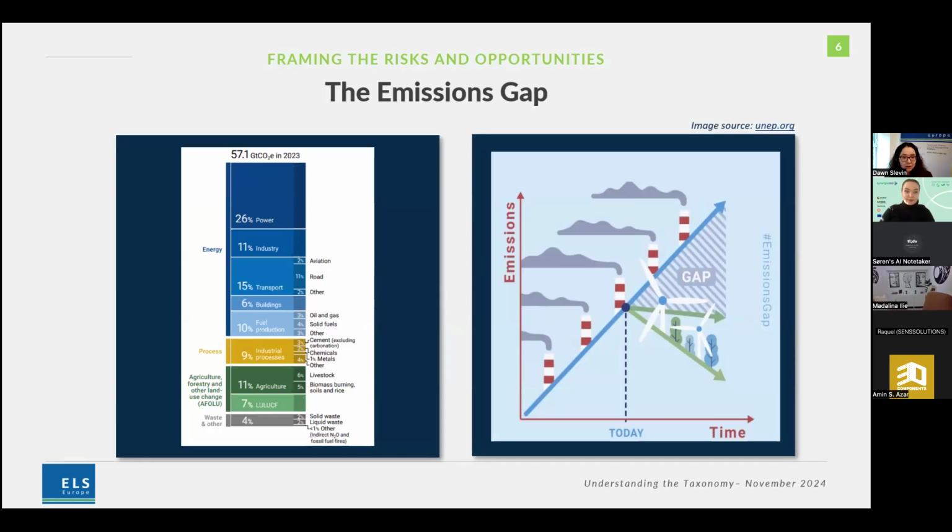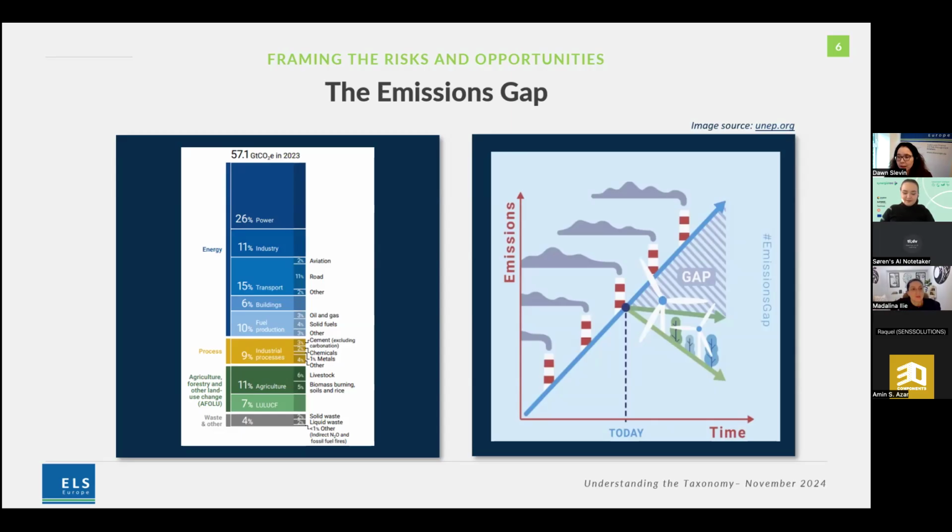So what are the challenges that companies of all sizes are experiencing right now in helping to shift our economy to a sustainable one? The United Nations Environment Programme has published this emissions gap report since 2015, and there are many global reports. The World Economic Forum publishes one regularly as well. So there are a number of different sources, as well as, of course, the IPCC reports.